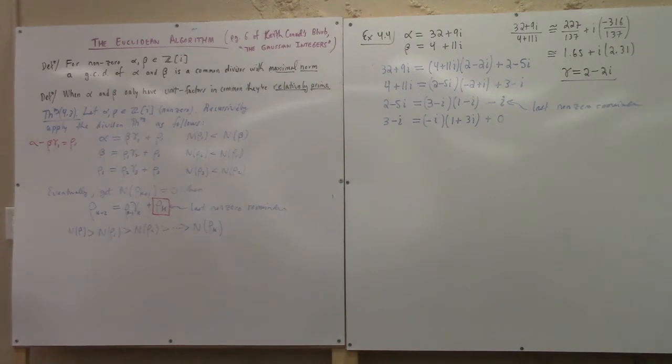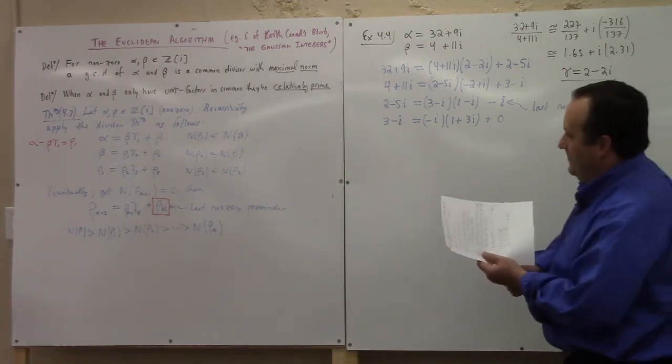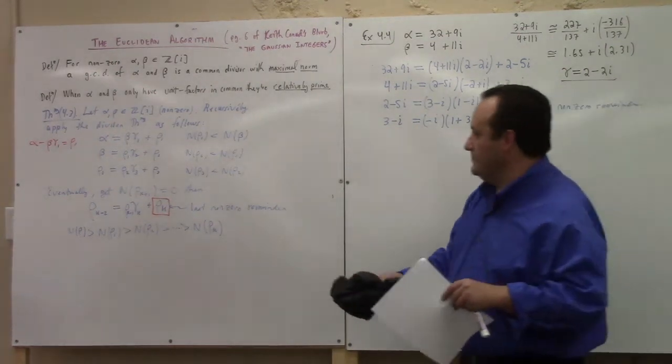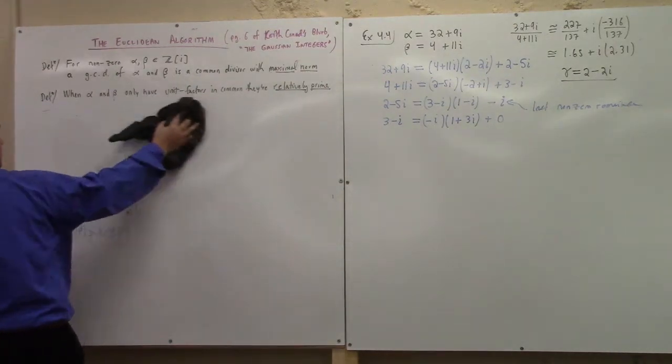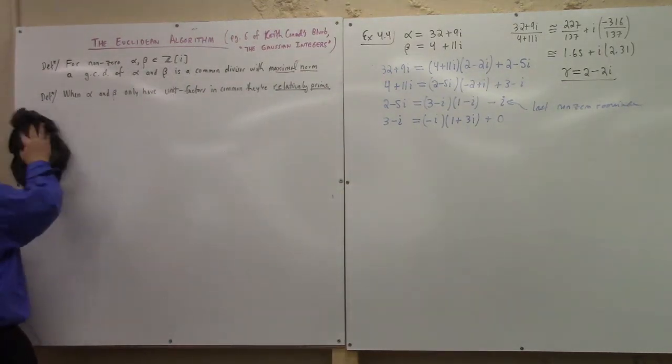Okay, so this shows you that alpha and beta are relatively prime because their greatest common divisor is a unit. All right. Now I would like to show you the vector Euclidean algorithm for the same example. I'll do it over here. I need a little more room. This will illustrate that Bézout's theorem still works in here.